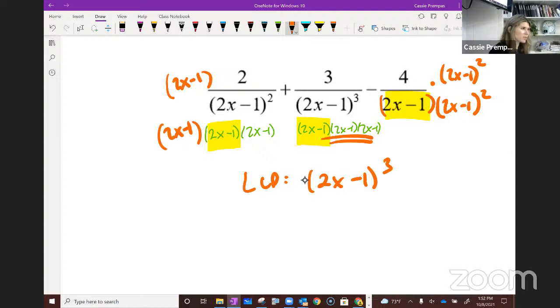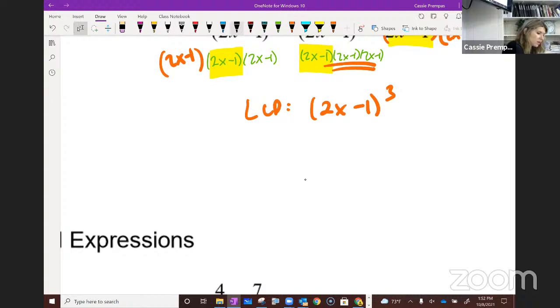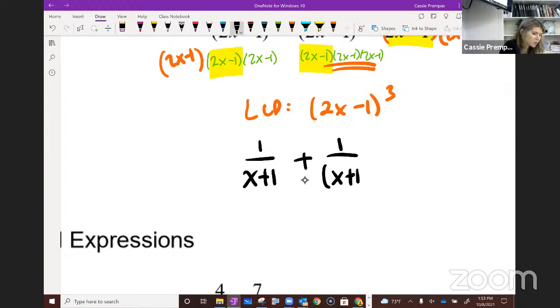I want to give you one more example like this one. So I'm adding a part C. What if I give you 1 over x plus 1 plus 1 over quantity x plus 1 squared? What would you have to multiply the first fraction by? Good, x plus 1. Notice you didn't say x plus 1 squared because this one already had an x plus 1.